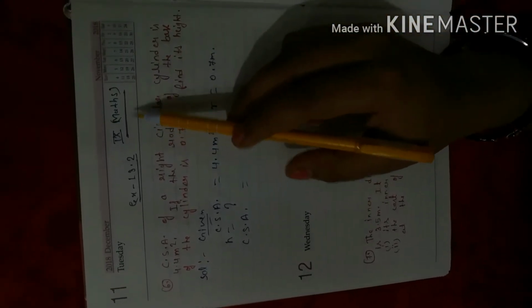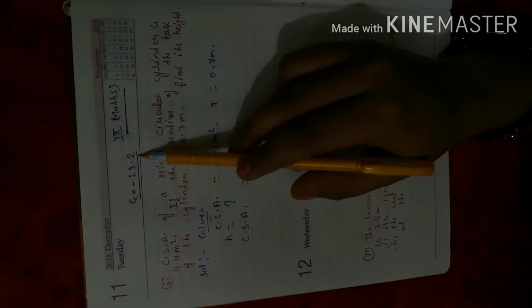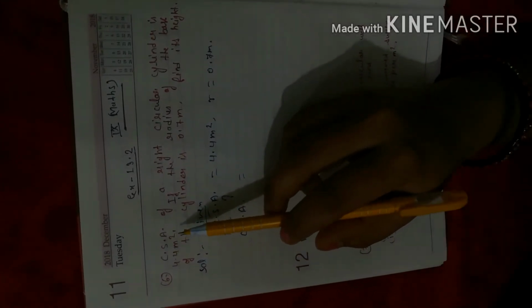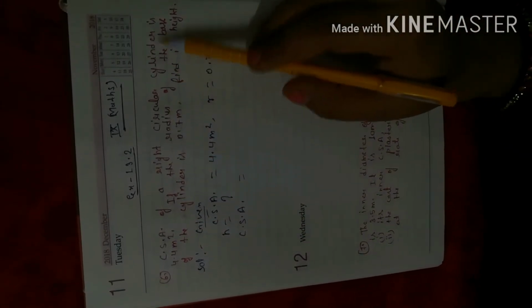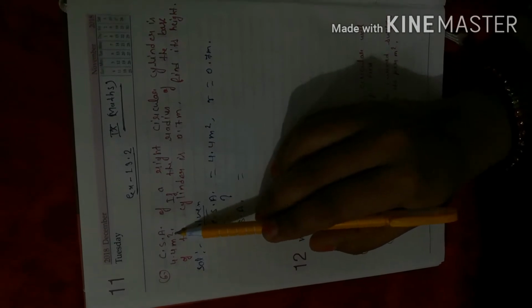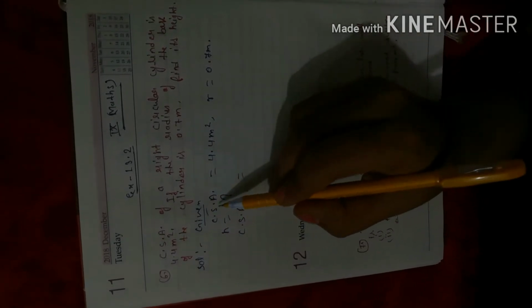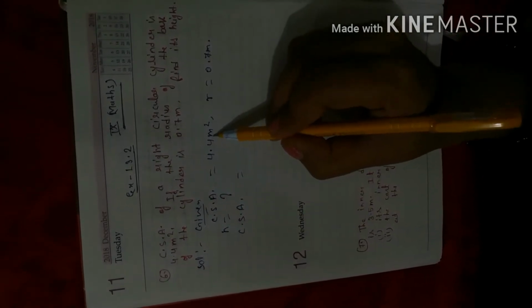In the previous video we were doing Exercise 13.2 of Maths of class 9. Till question number 5 we had completed. Now we will do question number 6. Question number 6: the CSA, or curved surface area, of a right circular cylinder is 4.4 meter square. So we will write in given: CSA equal to 4.4 meter square.